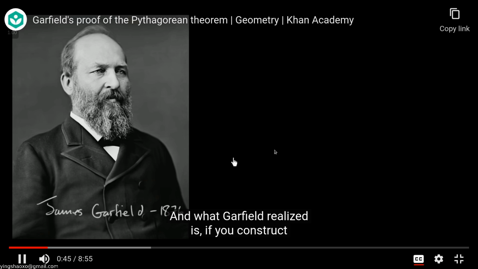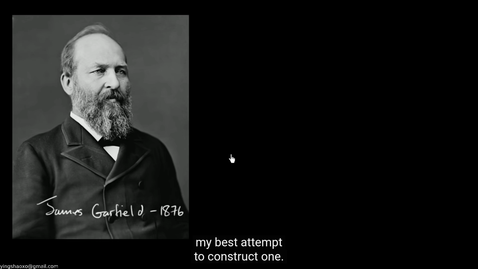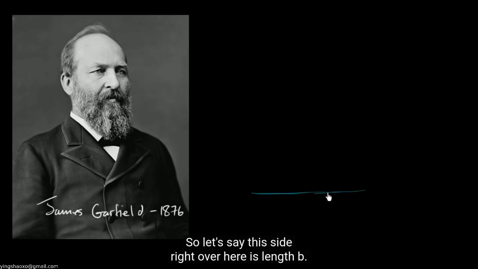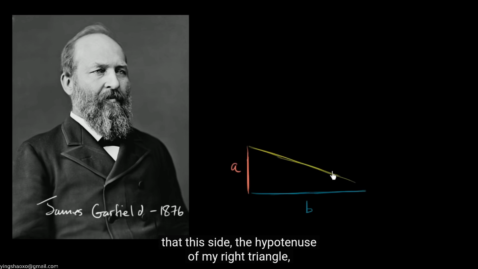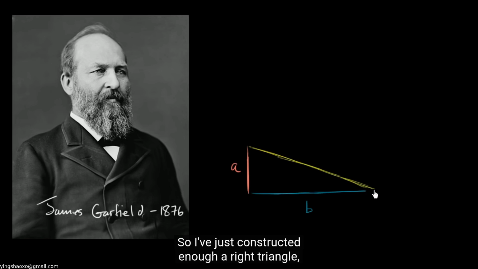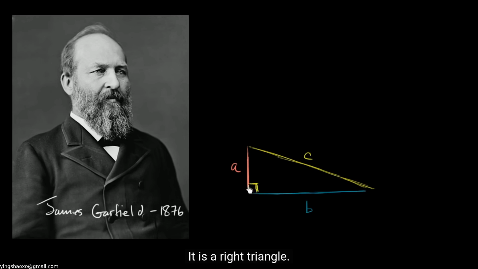Garfield realized that if you construct a right triangle, so I'm going to do my best attempt to construct one right here. Let's say that this side right over here is length B. Let's say this side is length A. And let's say that this side, the hypotenuse of my right triangle, has length C. So I've just constructed a right triangle, and let me make it clear, it is a right triangle.